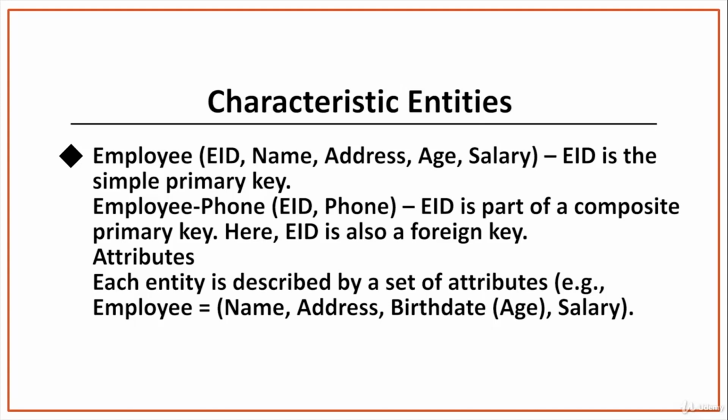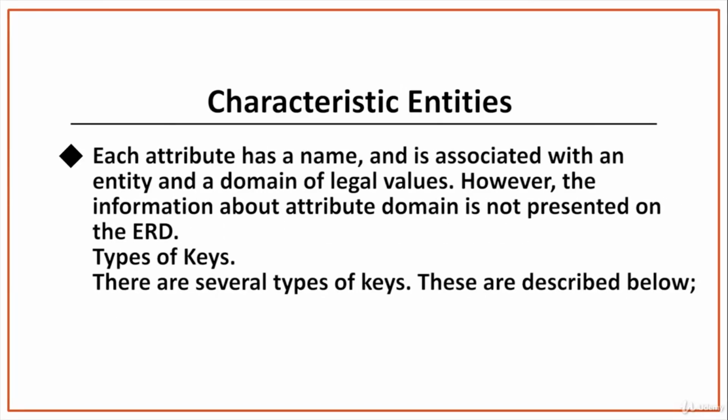Attributes. Each entity is described by a set of attributes. Example, employee equals name, address, birth date, age, salary. Each attribute has a name and is associated with an entity and a domain of legal values. However, the information about attribute domain is not presented on the ERD.